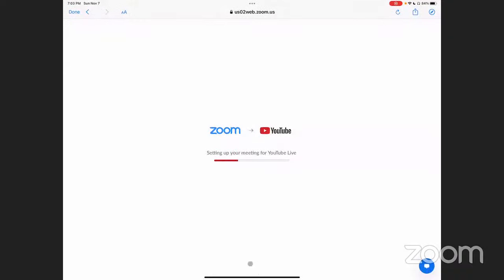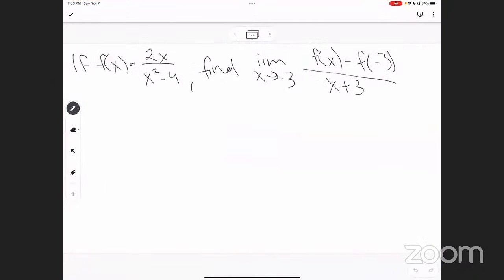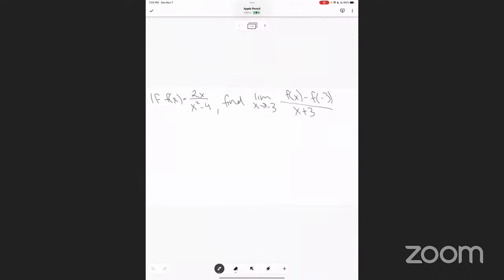Limits and derivatives, here we go. So, is this your first question here? This is about the definition of derivatives, yes?